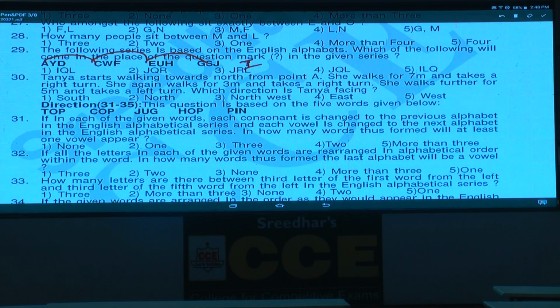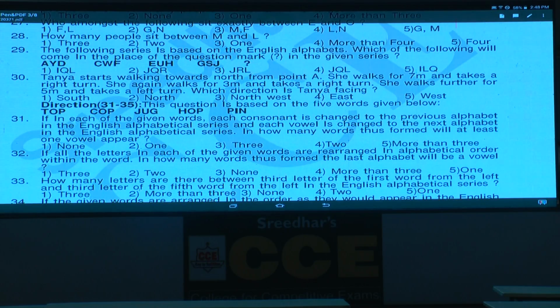Second one, Y and W, isn't it? Minus 2. W minus 2 is U. And U minus 2 is S. S minus 2 is what? S minus 2 is Q. I, Q. Then coming to choice 3, third element, D and F. D plus 2 is F. F plus 2 is H. H plus 2 is J. J plus 2 is L. Then what is the answer here? I, Q, L, choice 1.